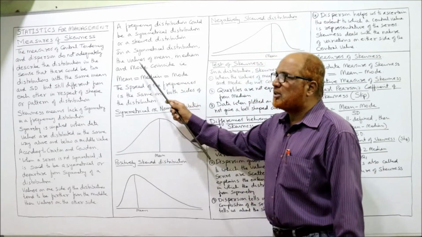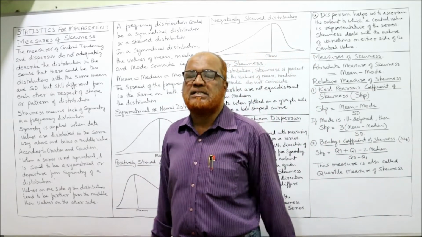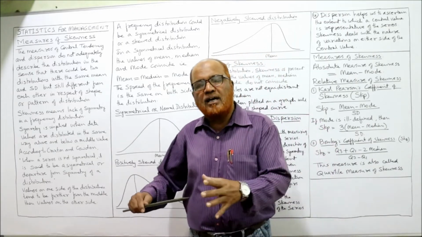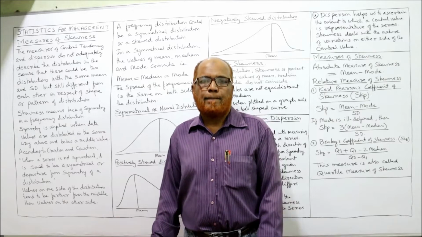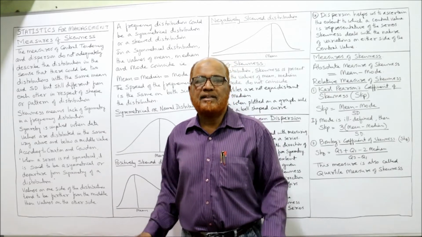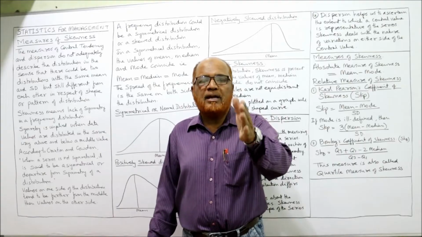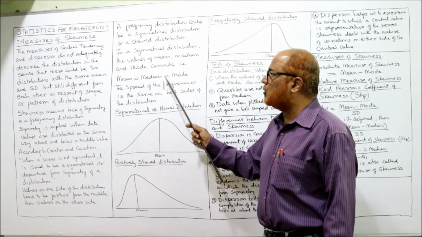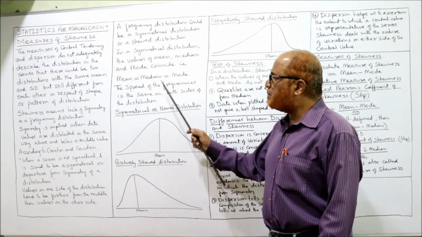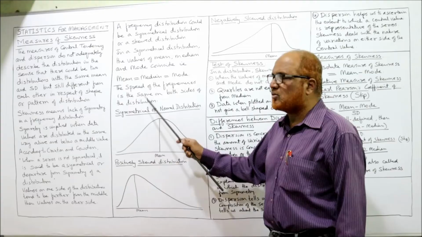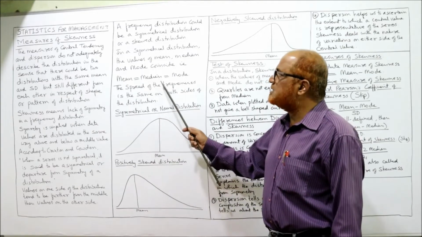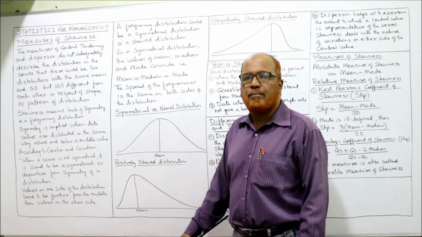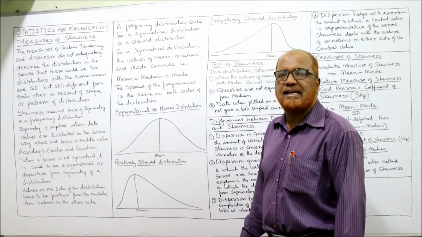In a symmetrical distribution, the values of mean, median, mode will coincide. One of the properties is that when the data is symmetrical, there is no asymmetry, and these three measures will coincide. That means mean is equal to median is equal to mode. The spread of the frequencies is the same on both sides of the distribution. In symmetrical data, the frequencies are the same on both sides around the central value.